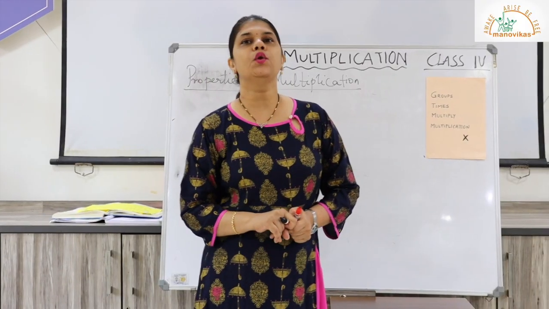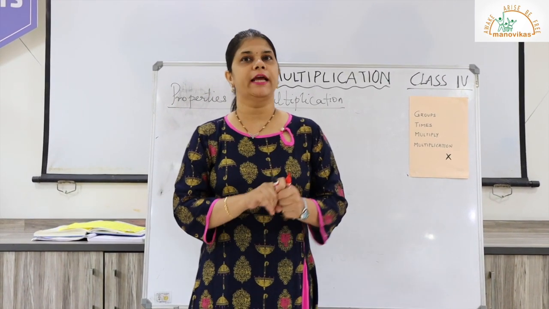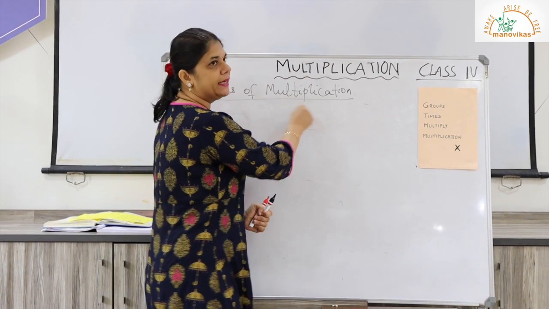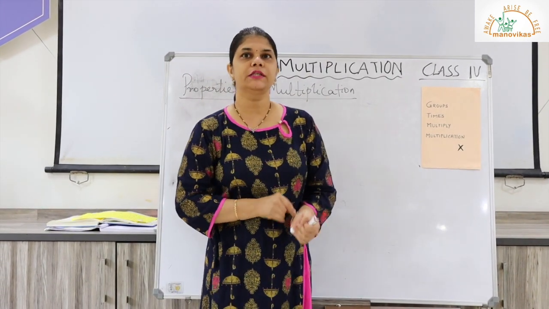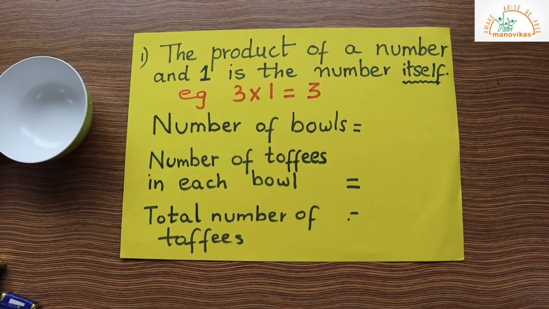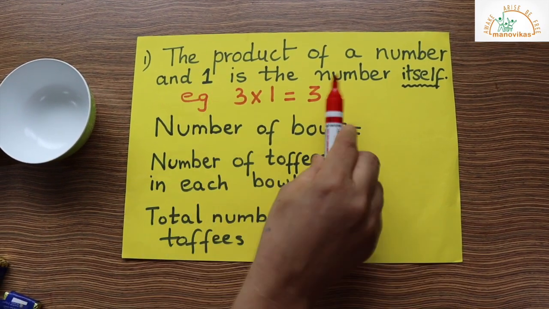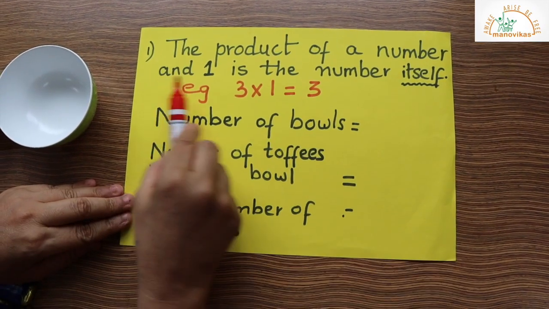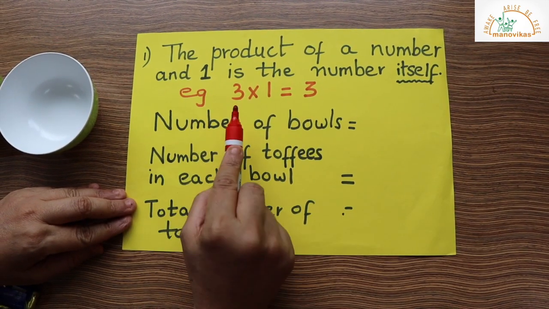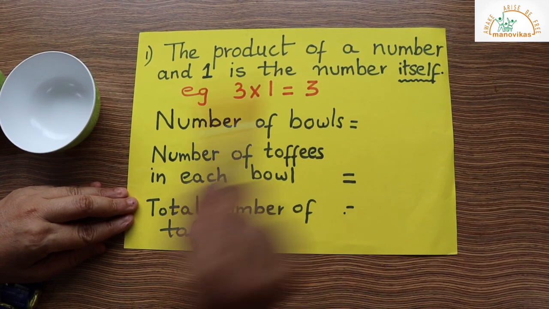Yes? Now that you know the basic concept of multiplication, I will explain the different properties of multiplication. So let's do it, children. Children, we will see the properties of multiplication. The first property says the product of a number and 1 is the number itself. I have given one example here. 3 multiplied by 1 is 3.